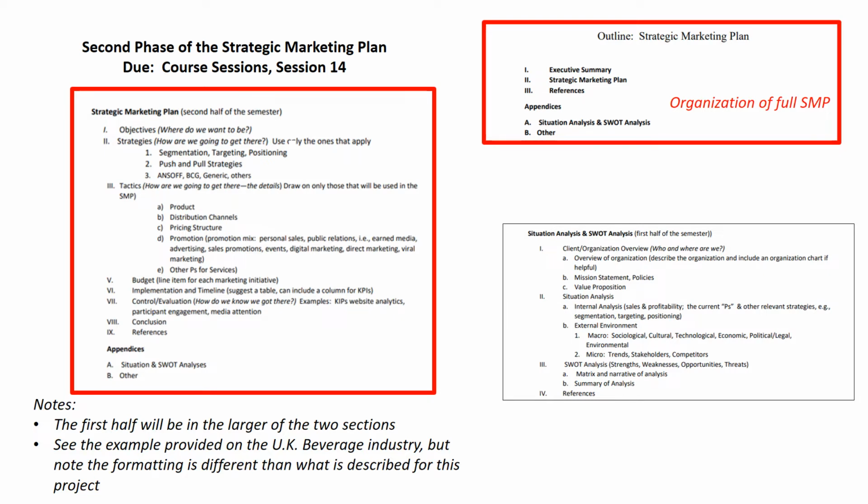You then need a final section on control or evaluation, or a section that answers the question, how do we know we got there, or were we successful? This is a dashboard that you will set up that shows what is entailed in the measurement of each objective. If you have included a KPI, or key performance indicators, column in your implementation table, this can also be integrated into this section on control and evaluation.